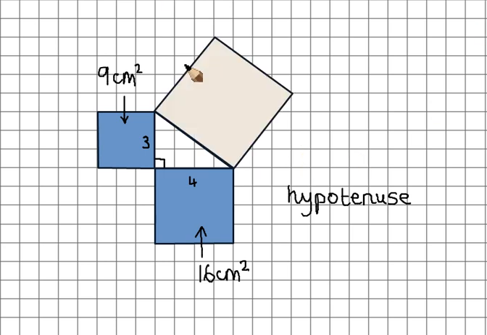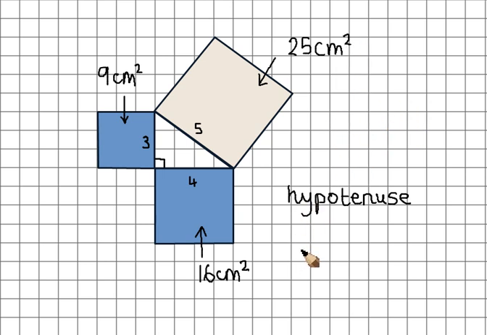Now what we find if we measure this side here is that it's 5 centimetres. Therefore, the area of that larger square there, the one that's shaded in cream, is going to be 5 times 5, which is 25 centimetres squared. And you may want to draw this out to scale to check it for yourself.